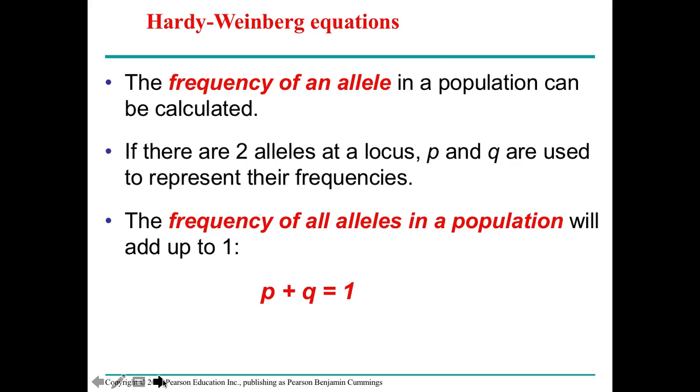So here is the Hardy-Weinberg equation. The frequency of how often an allele shows up, so how often dominant or recessive shows up in a population, can actually be calculated based on this equation right here. If there are two alleles that represent a gene at a locus, at a specific location, the letters P and Q are used to represent how often they show up. So the frequency of all the alleles in a population should add up to 1. So we have p + q = 1.